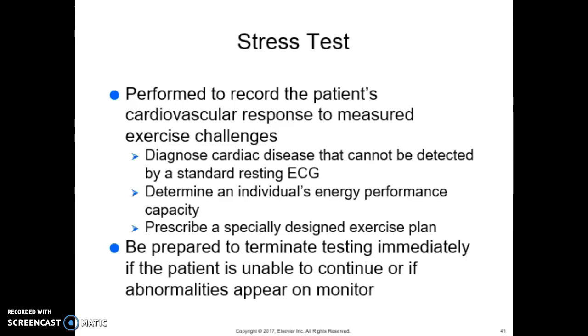Be prepared to terminate testing immediately if the patient is unable to continue or if any abnormalities appear on the monitor. Cardiac arrest is a serious risk with a cardiac stress test. So the medical assistant must be able to recognize symptoms of dyspnea, vertigo, extreme fatigue, severe arrhythmia, and other abnormal EKG readings that may develop during the stress test or immediately after the test during their rest period.